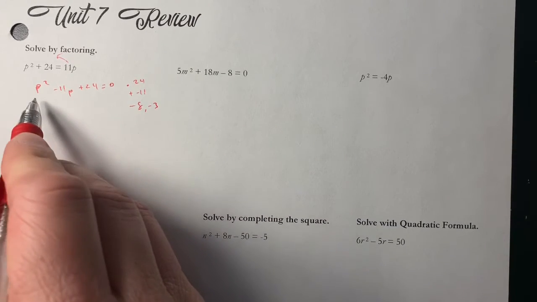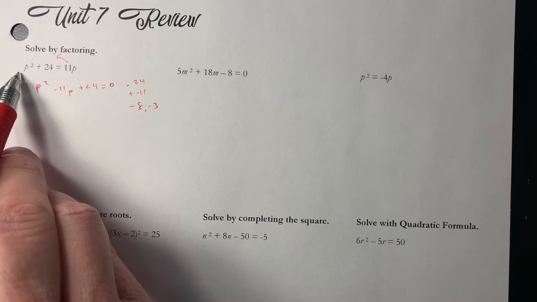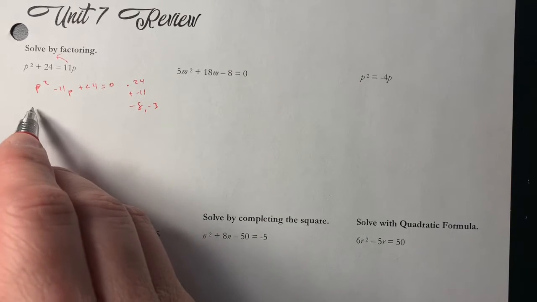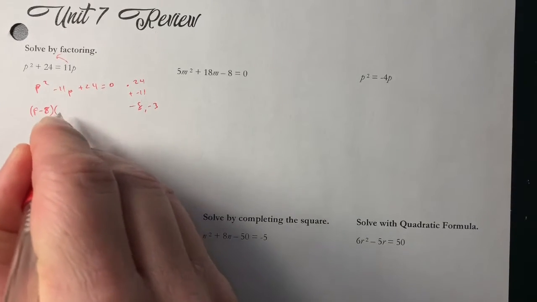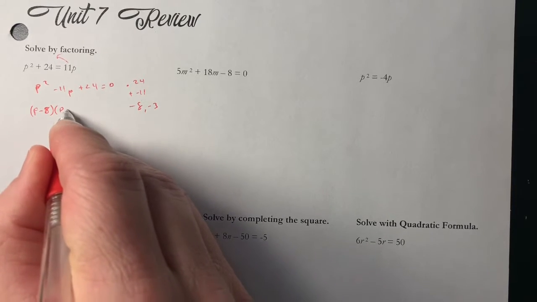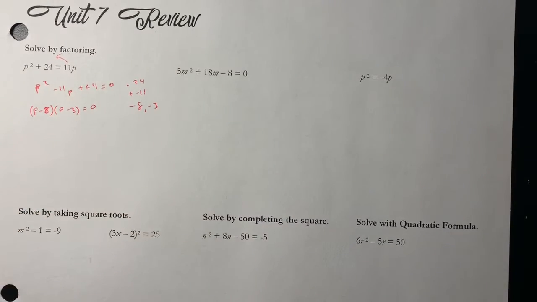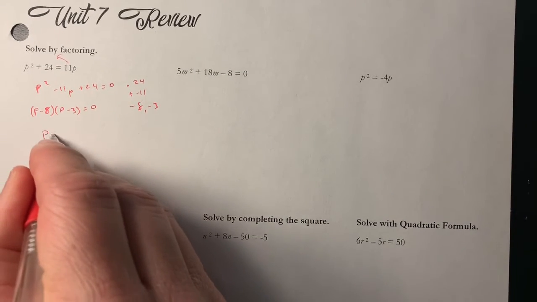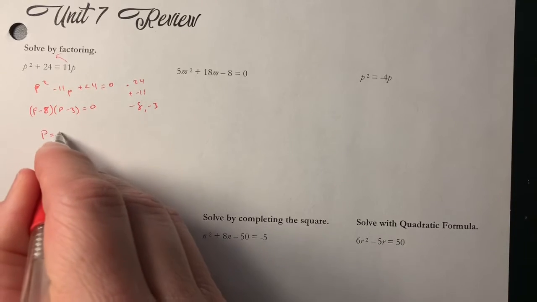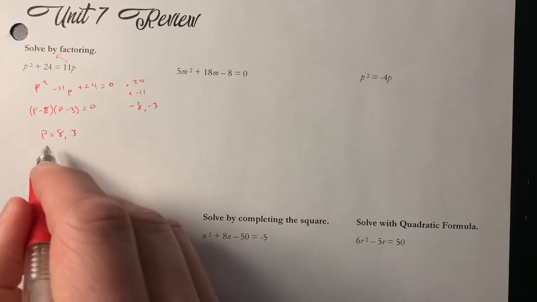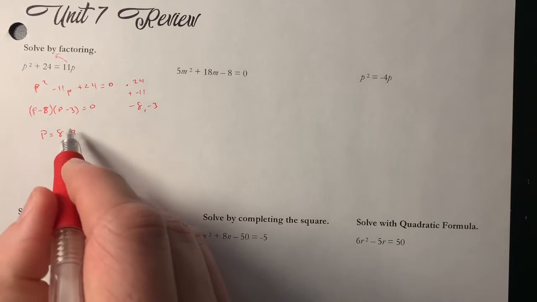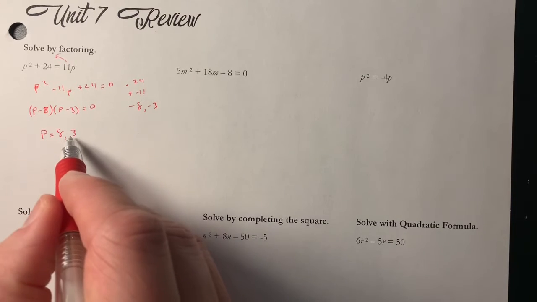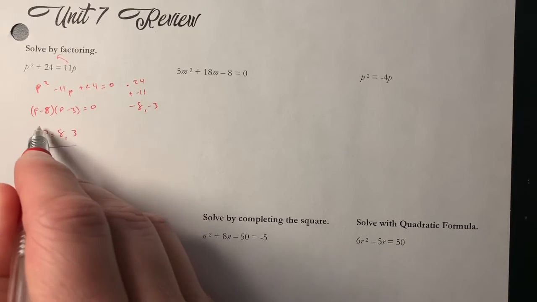Since I have a lead coefficient of 1, I don't have to factor by grouping. I can go right to factored form. P minus 8 times P minus 3 equals 0. And from there I can get my two solutions. P equals 8 and P equals 3. It's what makes each factor equal to 0. So 8 minus 8 would be 0, and 3 minus 3 would make 0.